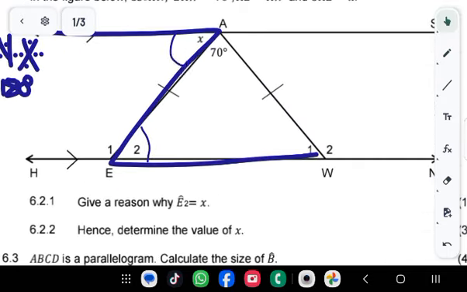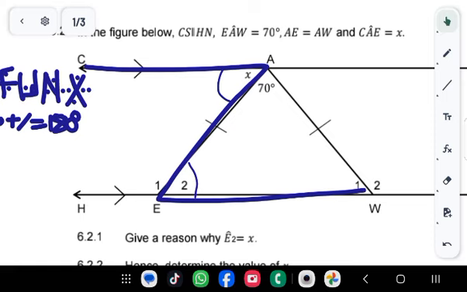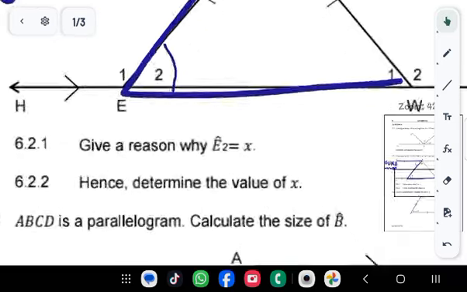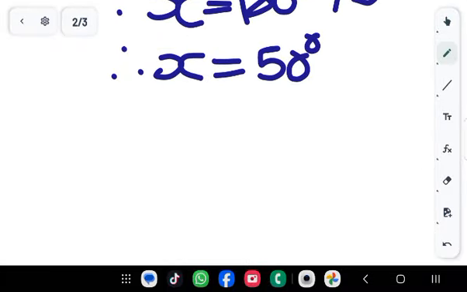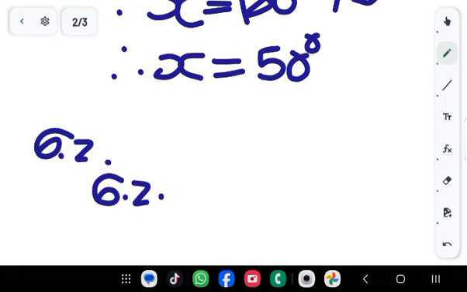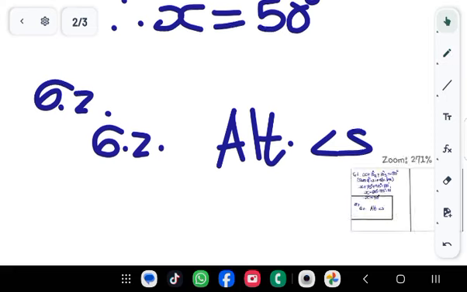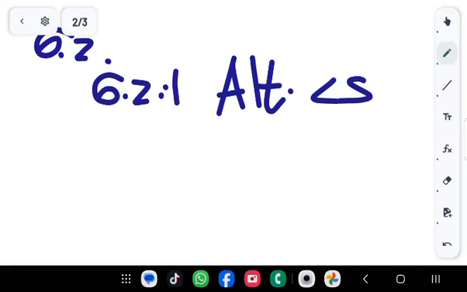Now in this case, we've got a Z formed, or an N if you prefer, and you're told that x equals angle E2. The reason why that is the case is because they are alternate angles. So for 6.2.1, the reason is alternate angles.